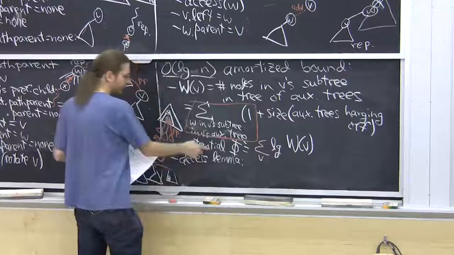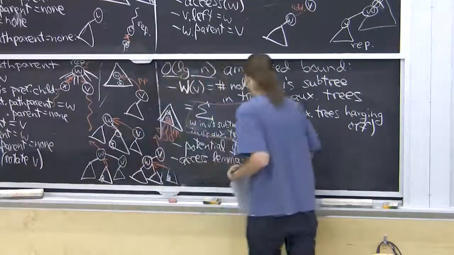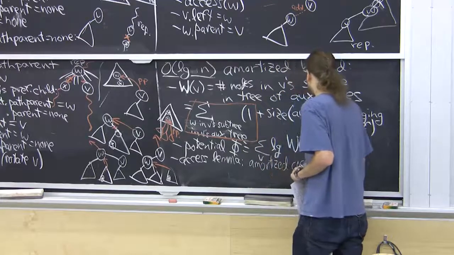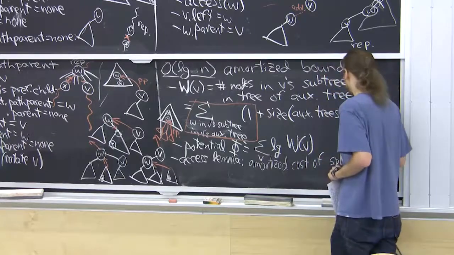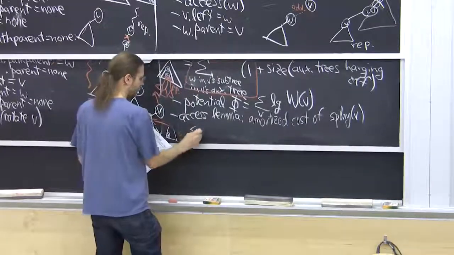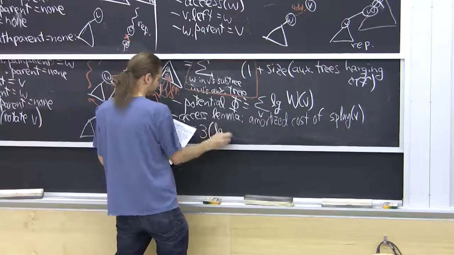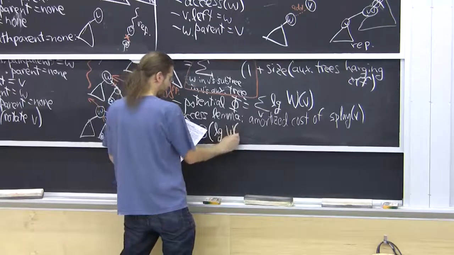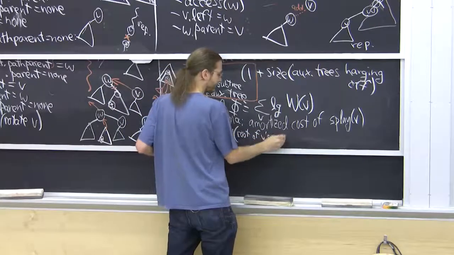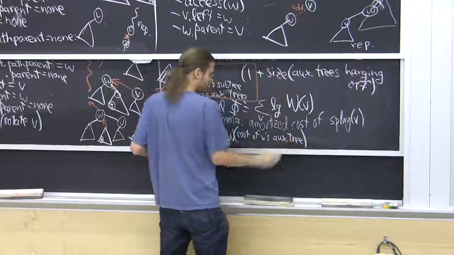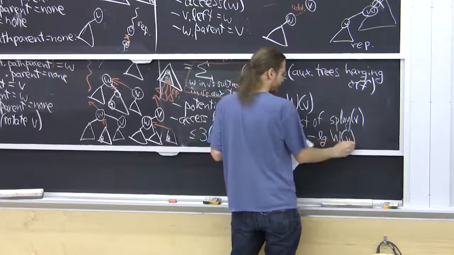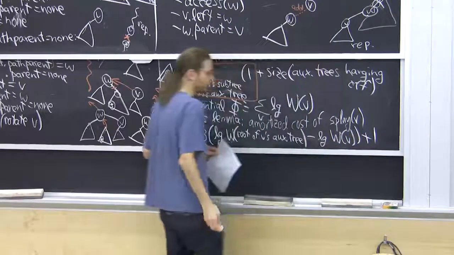The access lemma says that for this potential function, the amortized cost of doing a splay operation of splay of V is at most 3 times log W of root of V's auxiliary tree minus log W of V plus 1.